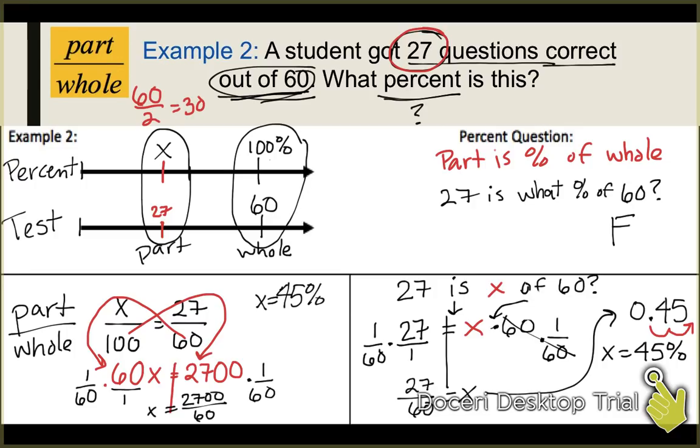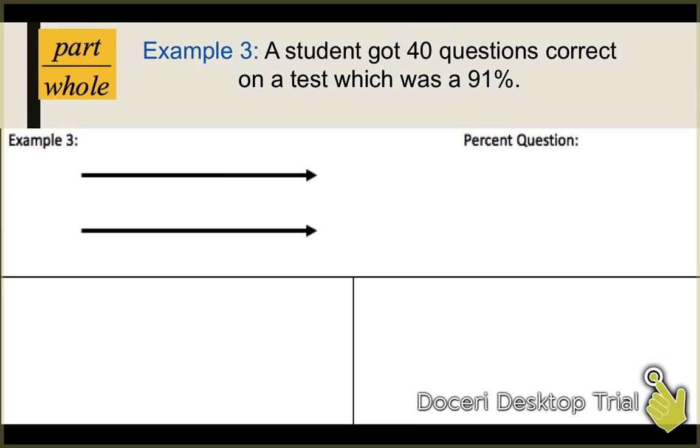Alright, let's try another example. On this example, it says a student got 40 questions correct on a test which was 91%. So if you look on your grading system, what's a 91%? Okay, check on your paper. Yes, it's an A minus.